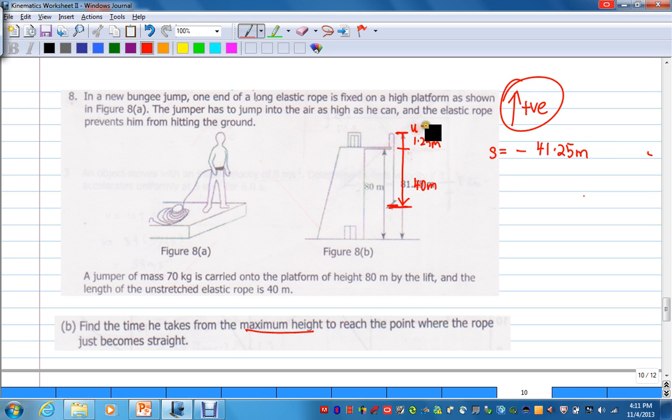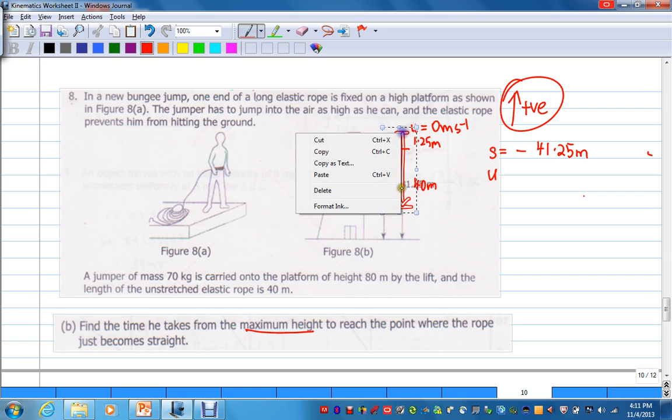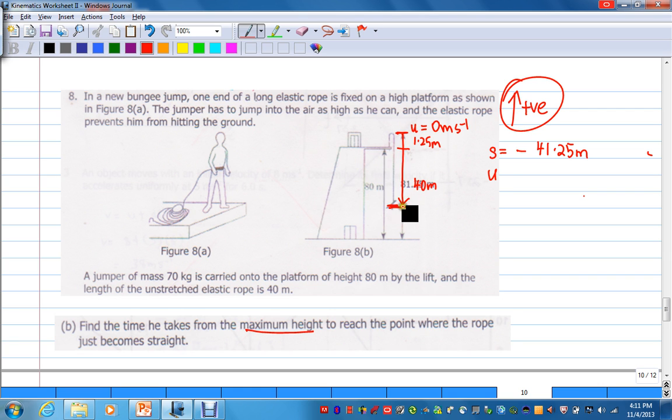Okay, what else do I have? At the maximum height, I know the velocity is 0. I will call this u now, because what we are interested in is from the maximum height to this new height. So the starting point now will be my initial velocity, which is at the maximum height. So this u will be 0. Acceleration I also know because it's due to gravity. Again, it will be minus 9.81 because we are taking upward positive. Any other info that we have? Do we know the v? No, we do not know. Because when the rope becomes straight, the velocity is actually at its maximum value, but we are not given it. So I want to find t. Which formula can I use?